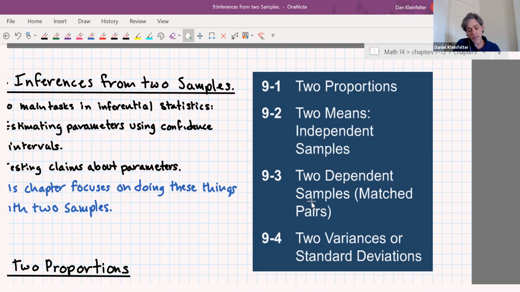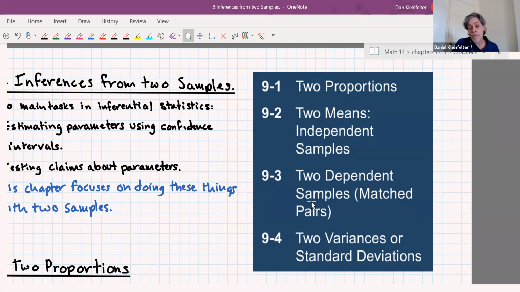9.3 is about matched pairs. So maybe we want to compare the cholesterol levels in married couples. The two people in the couple take a cholesterol test, and those people are necessarily matched because they're a married couple, and presumably we can say that they probably eat about the same things and so on. The point is that they are matched. They're not independent, because if we know one person out of the couple, we know the other person in the couple.